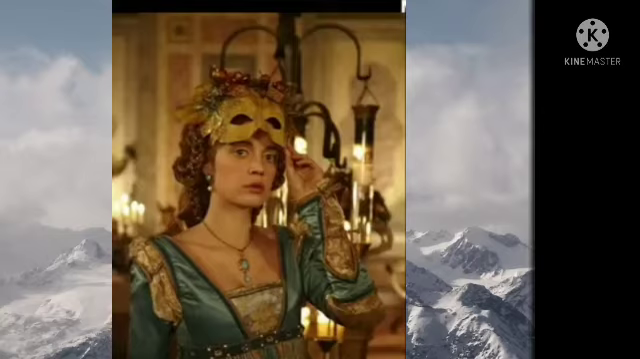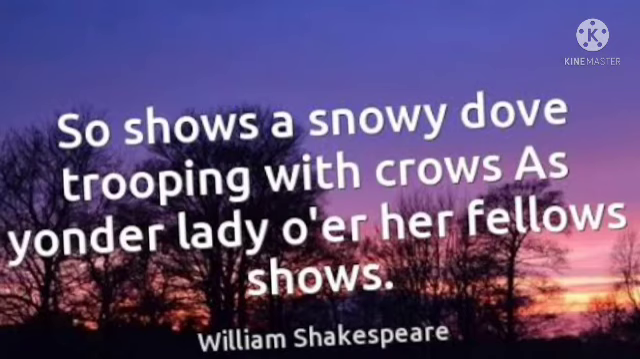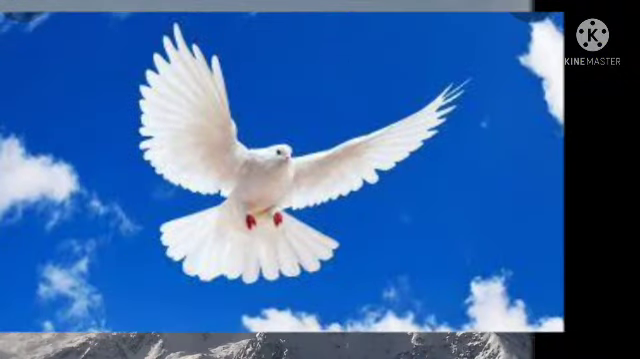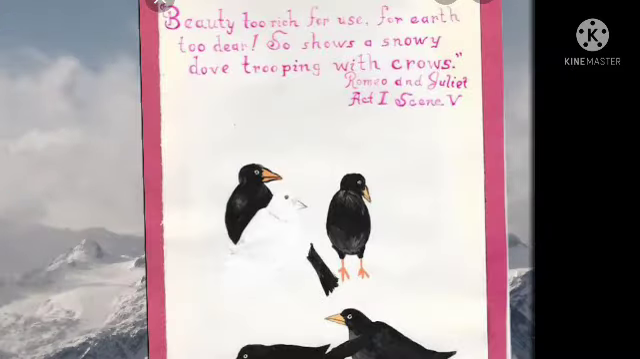Then he says, so shows a snowy dove trooping with crows, as yonder lady o'er her fellows shows. In this line, Romeo compares Juliet's beauty with a white dove. He says she looks like a snowy dove flying with a company of black crows. That means she outshines the other women, like a white dove in the middle of the black crows.